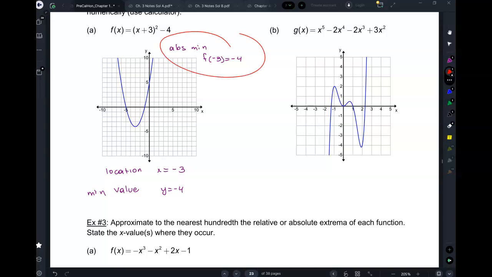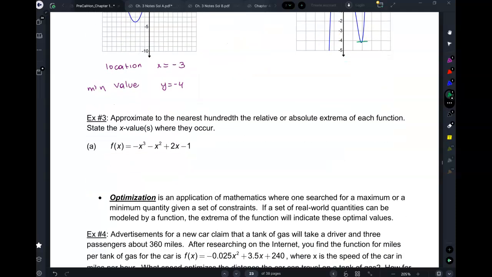For this one, there's no absolute maximum? Correct. There is not. So here, what is this, by the way? What kind of max? Relative max. What about this one? Relative max. What about this one and this one? Both are relative minima, okay? Because look, the graph goes far below, so there is no absolute here.